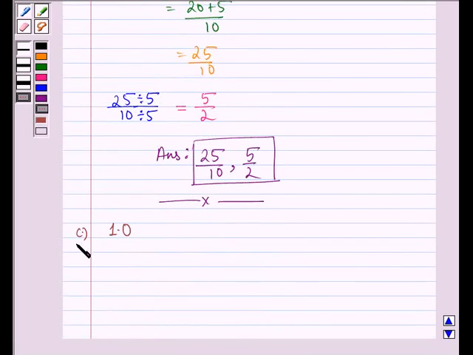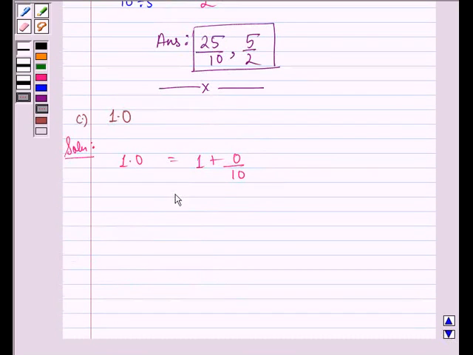Now let us see the C part, that is 1.0. We see the solution to this one. Now we see that 1.0 is same as 1 plus 0 by 10, which is equal to 1 plus 0, which is equal to 1. So our answer to this question is that 1.0 in the fractional form is 1 and its lowest form is also 1.